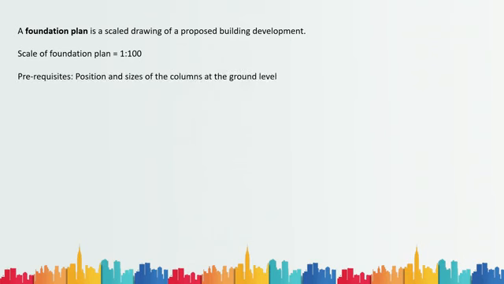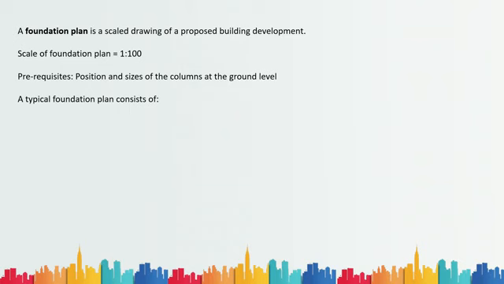Now, prerequisites for drawing a foundation plan, that means what you need to have beforehand before starting the foundation plan, is you need the position of the columns at the ground level as well as the sizes of the columns at the ground level. That means the center to center distance between each column should be known to you as well as the sizes of the columns. That means whether it is 200 mm by 200 mm or 300 mm by 300 mm or 200 by 300 mm, whatever may be the case, all these have to be known to you.